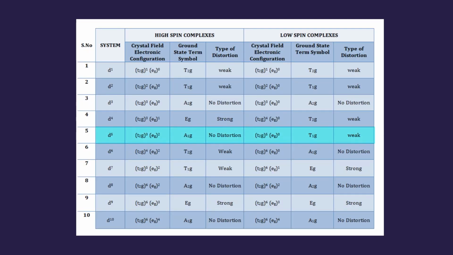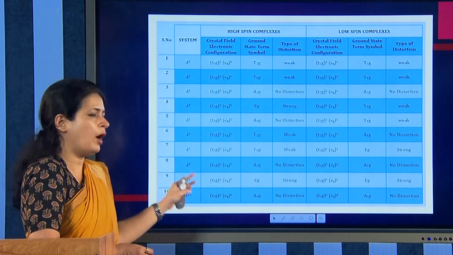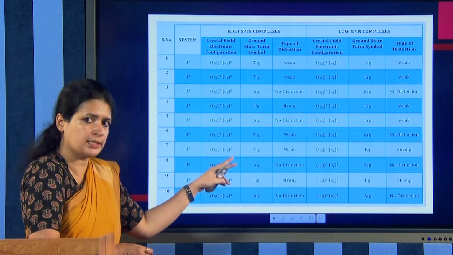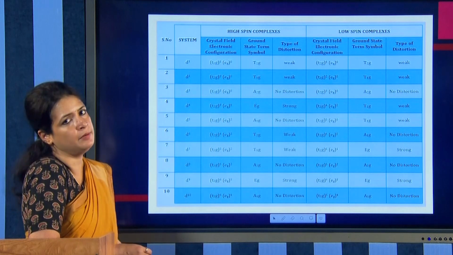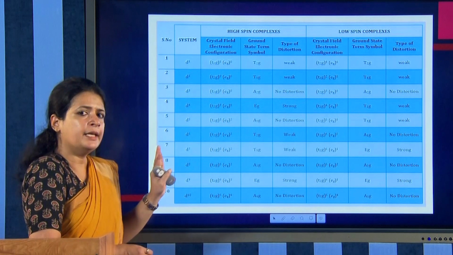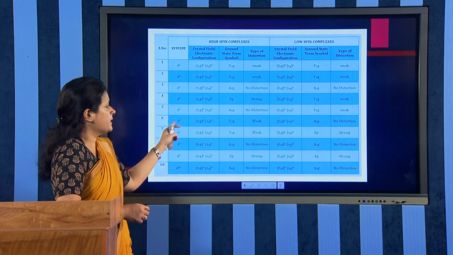While we are considering the d5 high spin system, after the 3rd electron, the 4th will move to the eg, and the 5th also will be in the eg. For the occupancy of the 5th electron in the eg orbital, it has no options. After the 4th, it should go to the next eg orbital. So, that is why there is no distortion in the case of the d5 system. That is, complete absence of Jahn-Teller distortion in the d5 system.